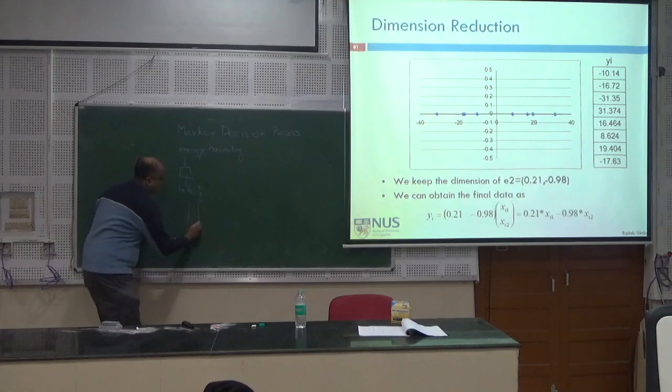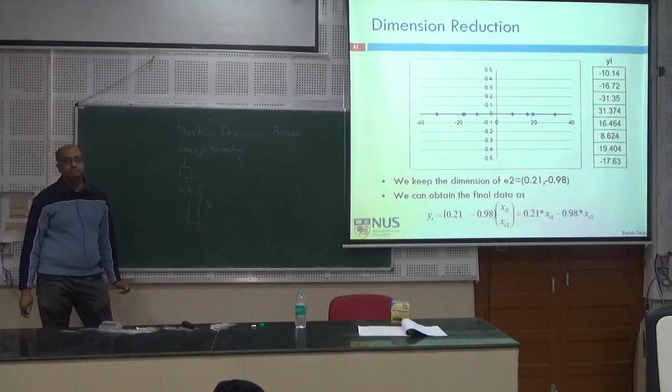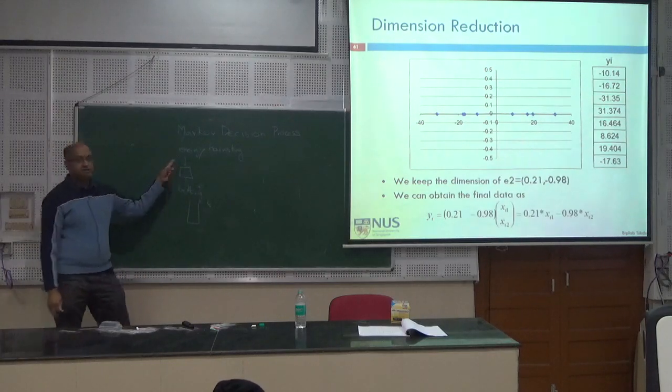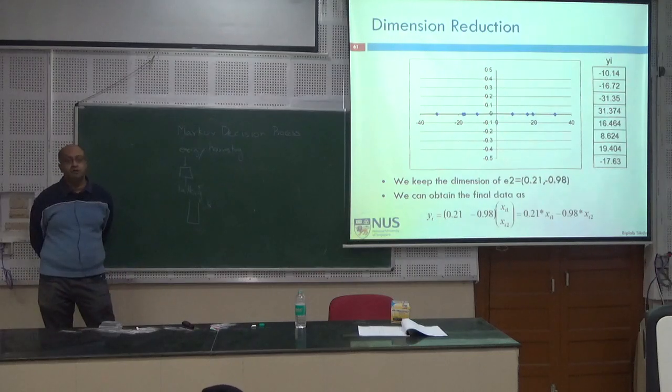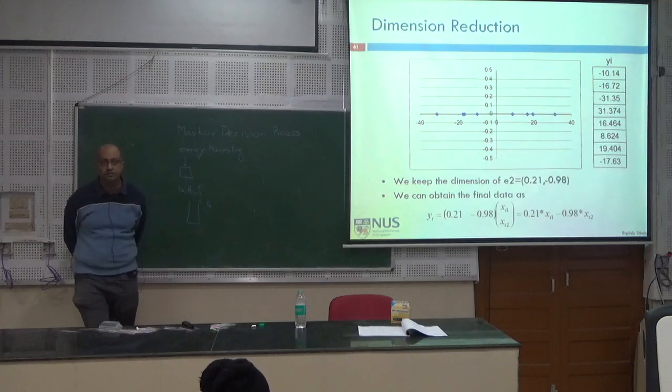The battery looks something like this. It has a maximum limit you can go to. How do you harvest the energy? This is a random process. I don't know how much energy will come. Maybe it's cloudy, let's just say solar, so I don't harvest much. Maybe it's sunny, so I harvest something.